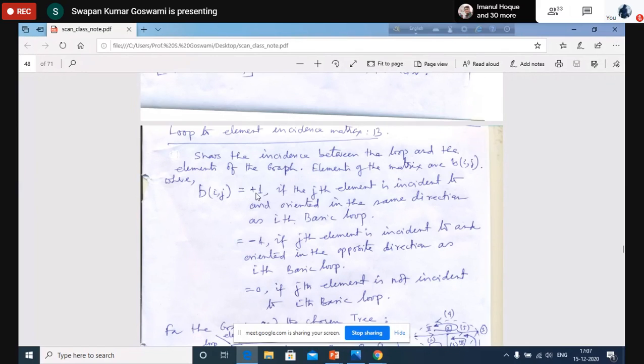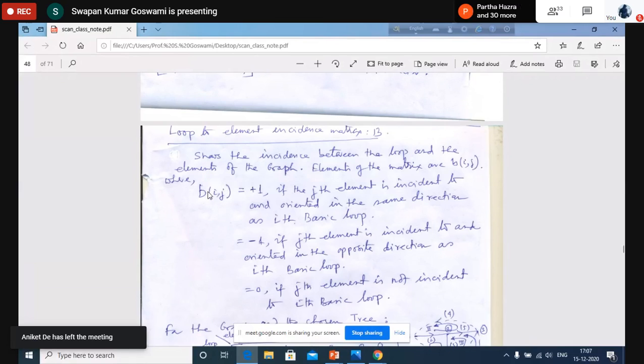Okay, so then it will be +1 or -1. Now, it will be +1 if the direction of the jth element and the direction of loop current I are the same. We assume a direction of the loop current. How do we assume the direction of the loop current? It is assumed to be the same as the direction of the link forming the loop that we have discussed.